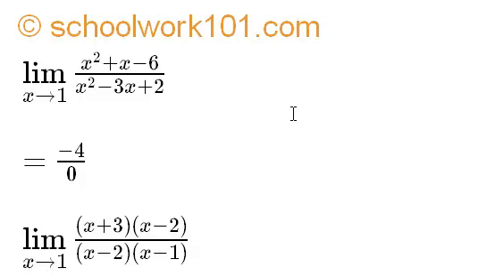We're looking at infinite limits. We have the limit of (x squared + 6x - 6)... over x squared minus 3x plus 2 as x approaches 1. Well, when we do the direct substitution, plugging 1 directly into all this, we should end up with negative 4 over 0. So that tells us that the limit does not exist.